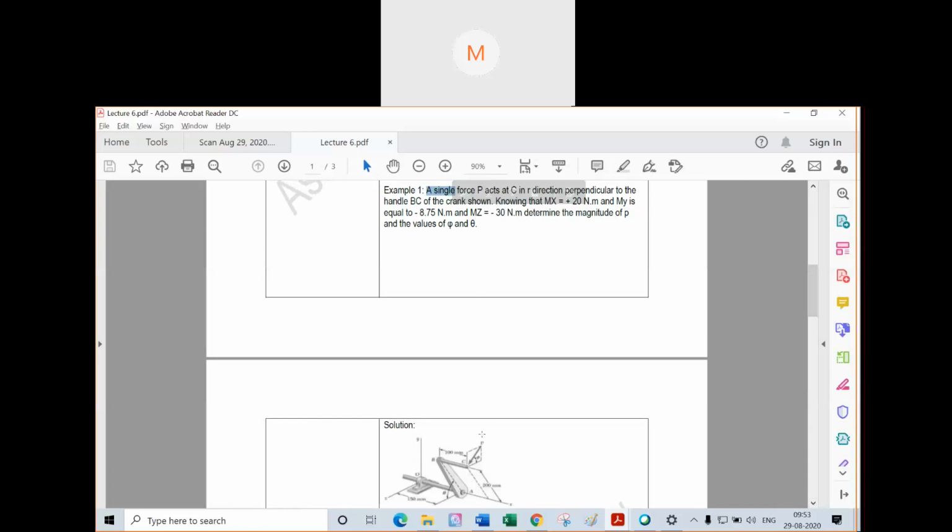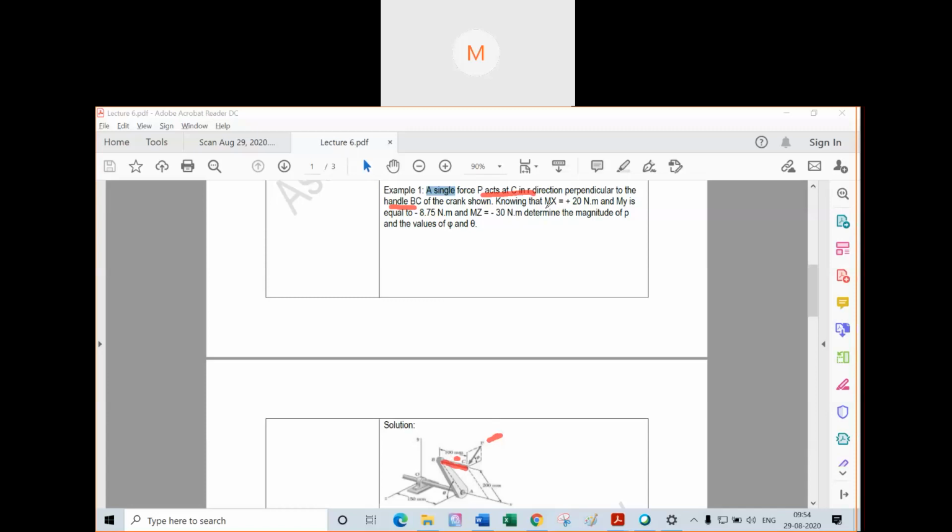Are you able to see this, students? Yes, sir. A single force P. So this is the force P. It is acting at C in a direction perpendicular to the handle BC. Now it is acting at C, and this is the handle. This is perpendicular to the handle.